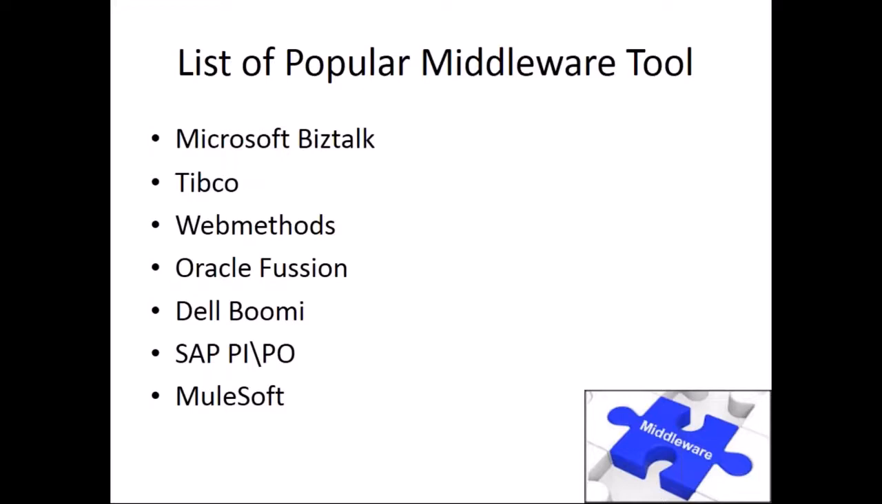Most of you might have heard of these: TIBCO, Web Methods, Oracle Fusion, Dell Boomi, PIPO, MuleSoft. You must have heard of Informatica. So there are different middleware tools already present in the market. But being in SAP, we tend to go with the SAP proprietary middleware tools, which are either PIPO or HCI. Earlier it was Business Connector.